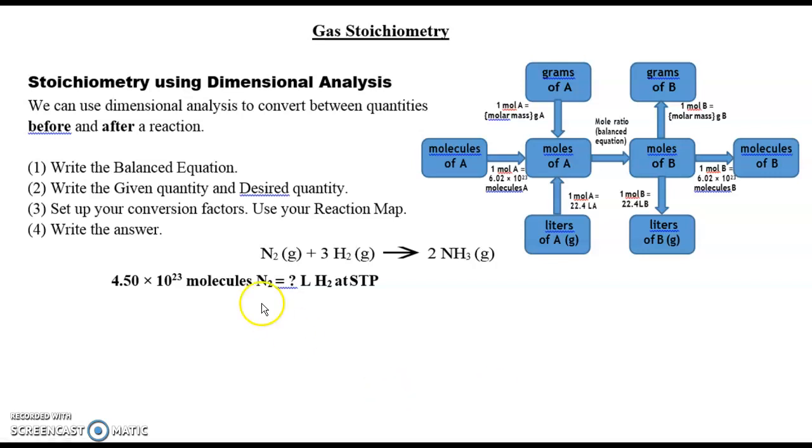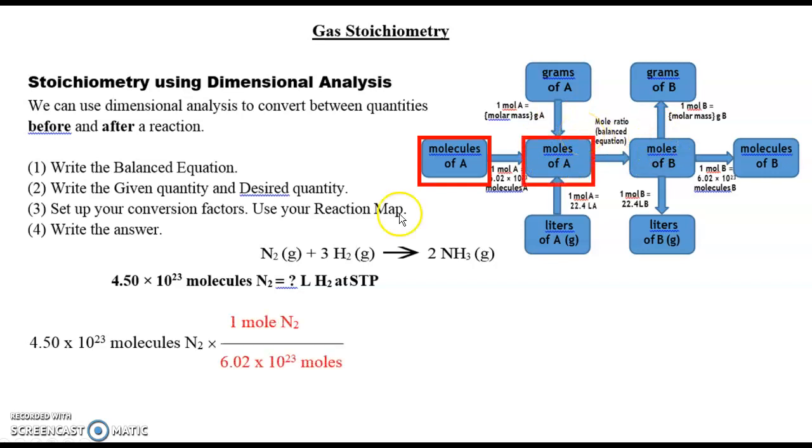Lastly, let's do molecules because we haven't done that yet. Molecules are starting right here, 4.5 times 10 to the 23rd. Obviously, that's a large number because molecules are really, really tiny. So we always have to go to moles. The moles are the central part of this. We always have to use those. So we'll go ahead and say, okay, that's 6.02 times 10 to the 23rd molecules. So molecules cancel, that equals 1 mole.